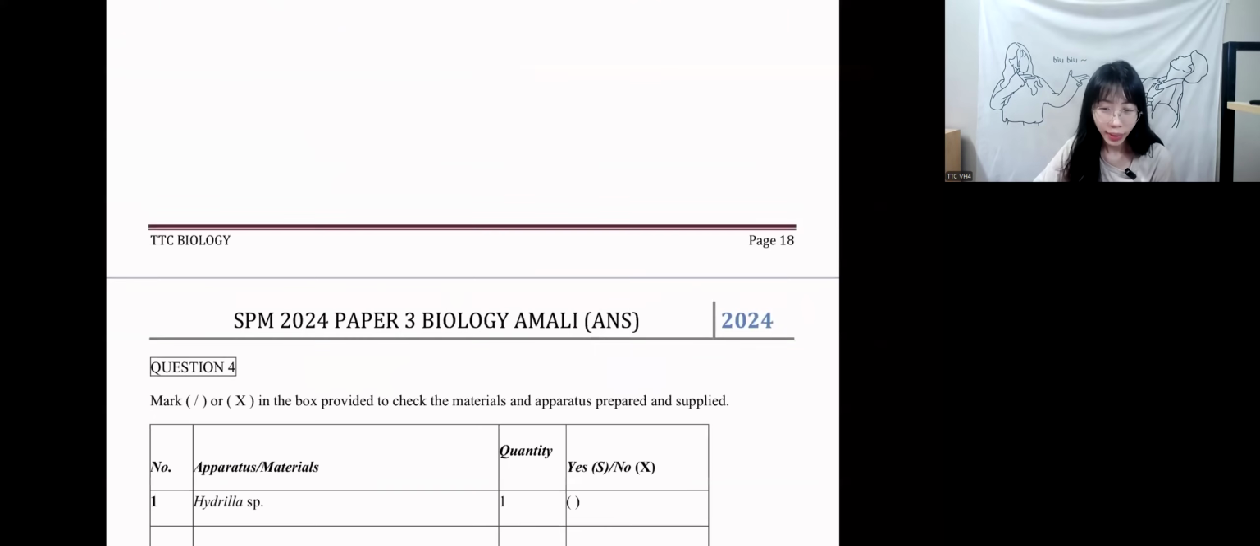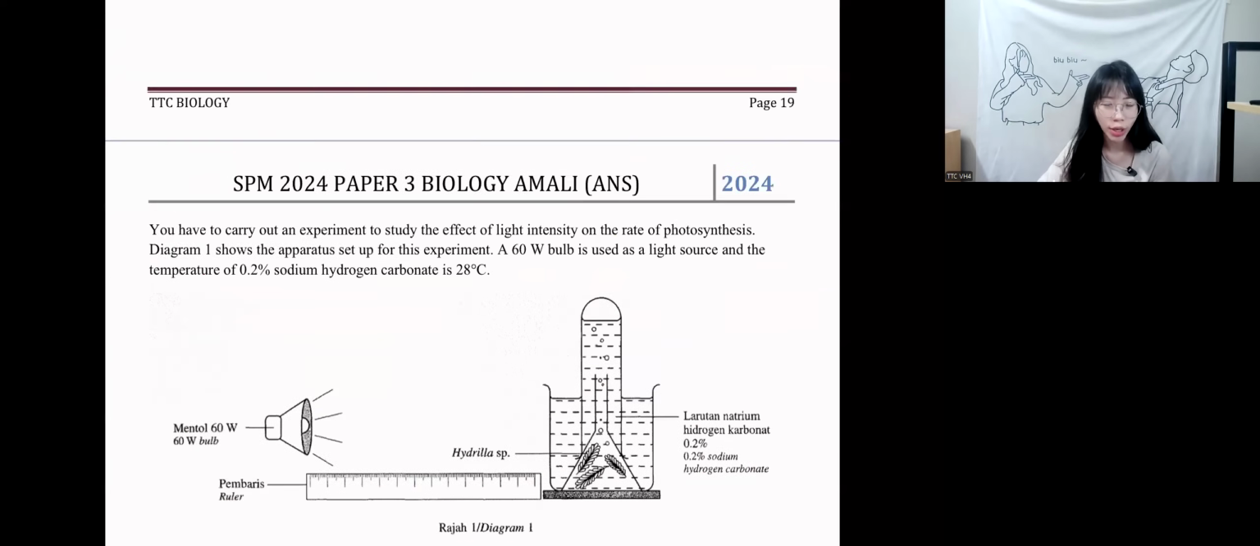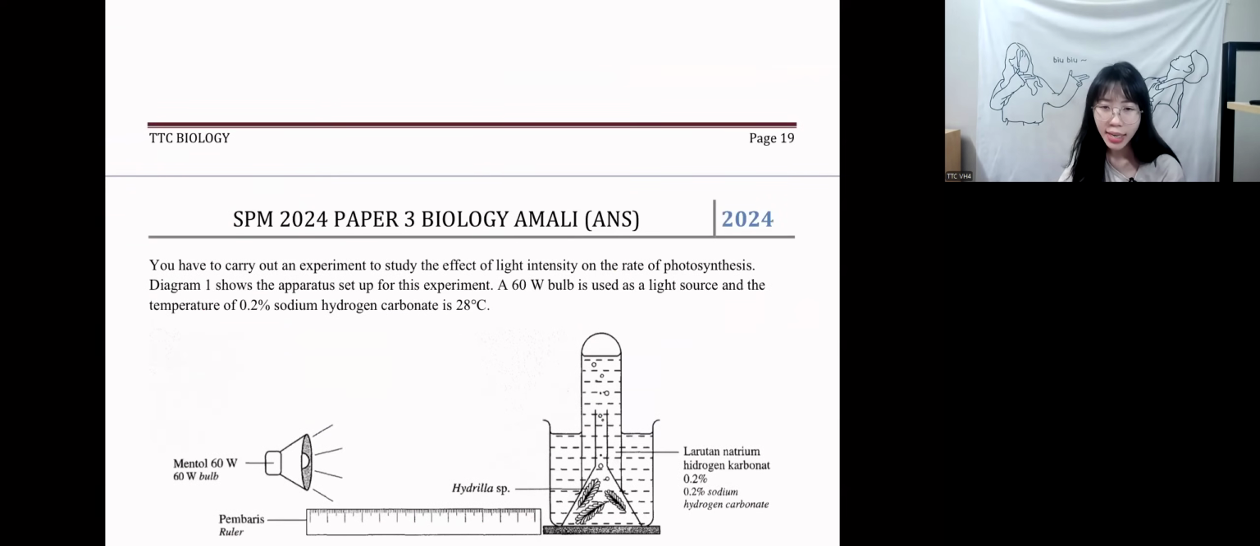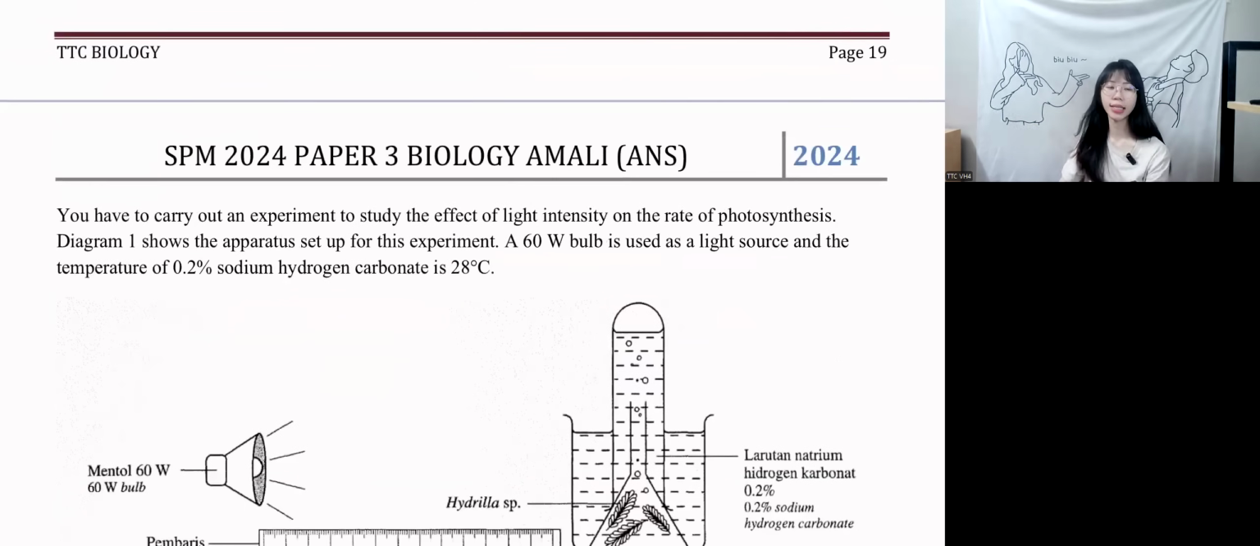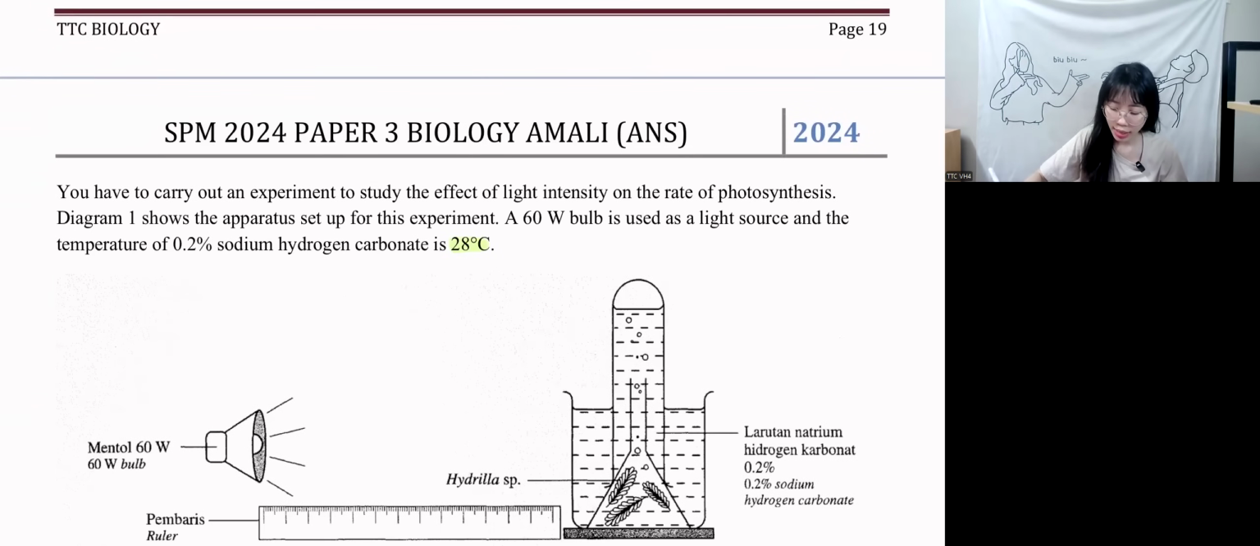Then, wait, let me find another question that I want to do. Yeah, this one, okay, let's do this question. You have to carry out an experiment to study the effect of light intensity on the rate of photosynthesis. Diagram 1 shows the apparatus setup of this experiment. A 60-watt bulb is used as a light source and the temperature of 0.2% sodium hydrogen carbonate is 28 degrees Celsius. So they give you temperature 28, they give you a 60-watt bulb, and they give you 0.2% sodium hydrogen carbonate. All of these are constant.